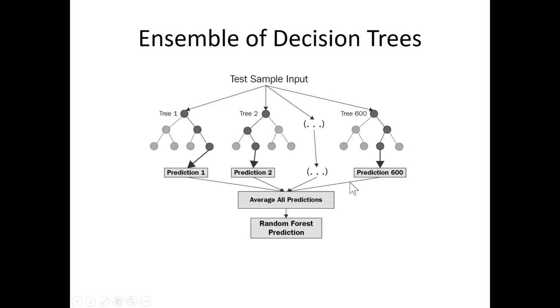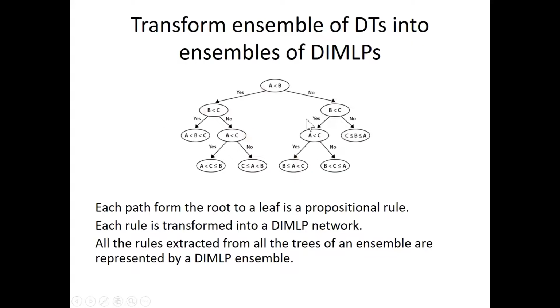So now what is the idea here in this paper? The idea is to transform ensembles of decision trees, DTs, into ensembles of DIMLPs, because we can generate rules from a single DIMLP network, but also from ensembles of DIMLPs. This was performed many years ago with those DIMLP networks.